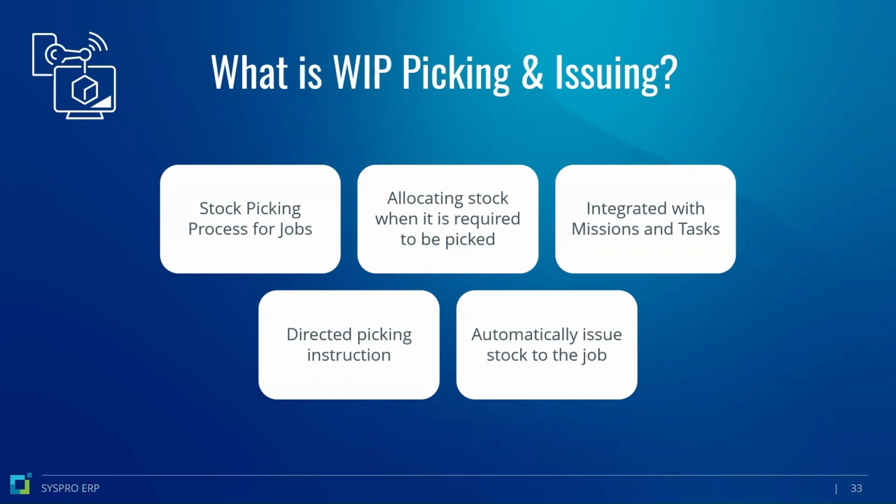WIP picking and issuing provides the opportunity to use the same functionality as we apply to picking stock and fulfilling orders. This feature allows the allocation of stock when it is required at the time of generating the picking slip, fully integrated with missions and tasks to allow for the picking of stock to be completed via handhelds in Espresso, directing the picker to the specific location and selecting the relevant lots and serial numbers.